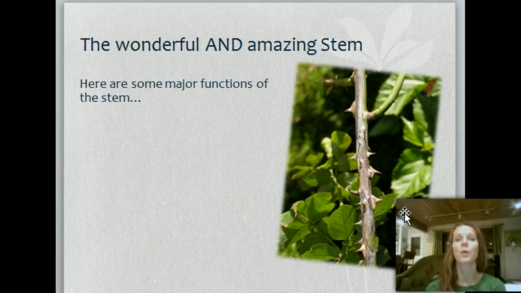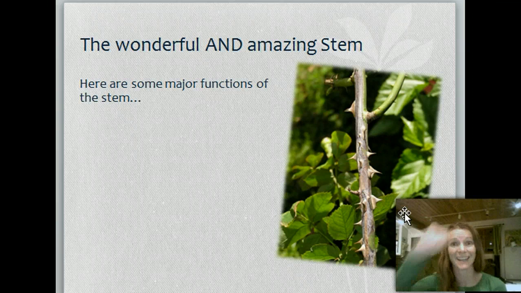All right, so the wonderful and amazing stem. Now I have to talk these plants up a little bit, right? Because we're like, yeah, plants. We see them all the time. Cool. So I'm going to get excited about plants.